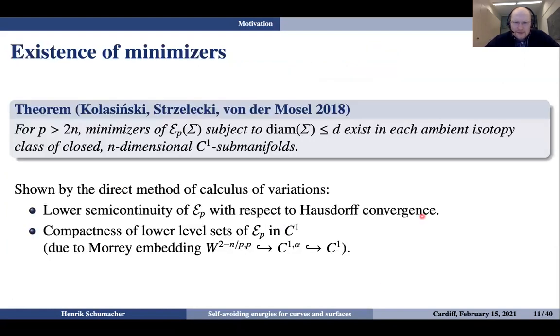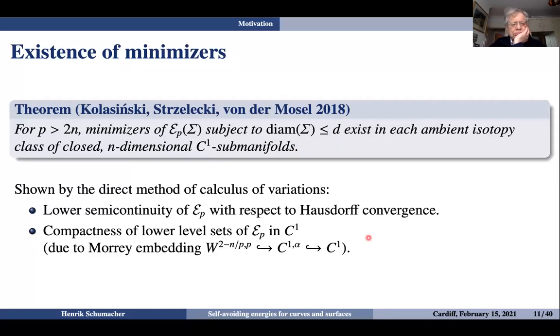And of course, the first question that one has when one defines such an energy, are there minimizers? And the answer is true if you at least bound the diameter of the surface. It's like with most curvature energies, if you scale the surface or the curve up, then the energy goes down, because curvature is something like 1 over this length scale. But if you don't allow the surface to blow up, then there is actually a minimizer of this energy in each ambient isotopy class, at least for closed surfaces.